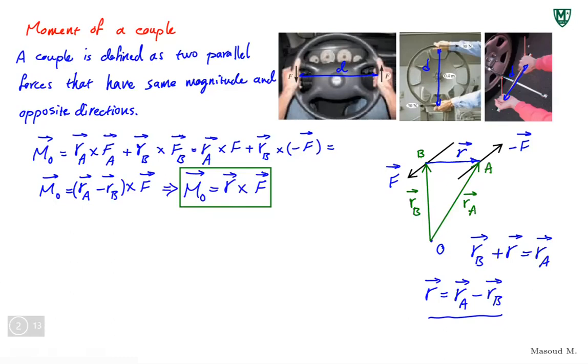And what is R? R is the distance between A and B, or the perpendicular distance between vectors F and minus F. So if I have a couple, two forces parallel, same magnitude, opposite direction, the moment that couple creates is a free vector, meaning that it can be anywhere in the space, because I don't care anymore about the position vectors RA and RB. The moment it creates about point O is the moment it creates generally, doesn't matter which point I'm looking at.